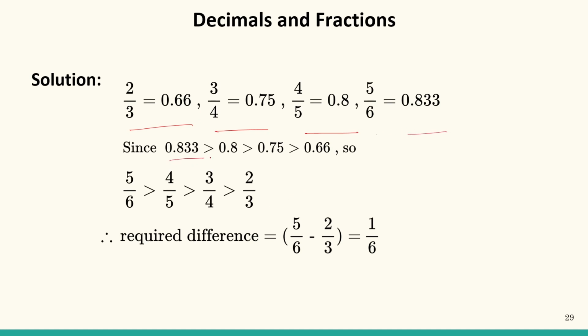Since you can see the relation among these, this will be the final answer. What we needed to calculate was the difference between the smallest and the largest number. So the largest number is this, the smallest number is this, and the answer will be 1 by 6. What we did here was take the LCM and convert each fraction into a new fraction with denominator as the LCM of those two numbers. That was 6 here. So we converted them, subtracted, and found 1 by 6.